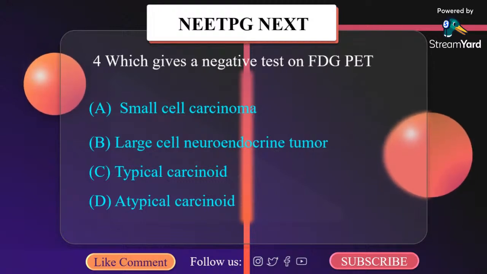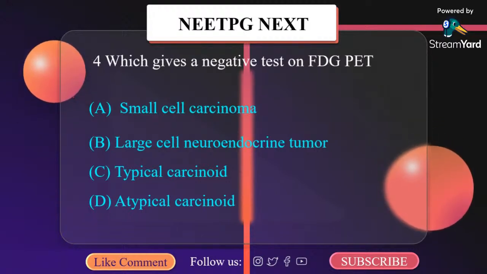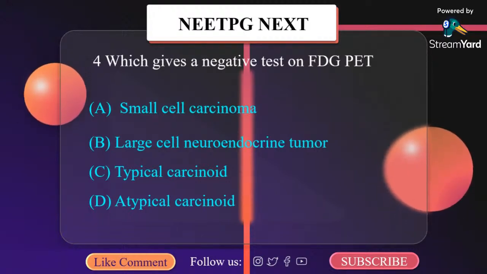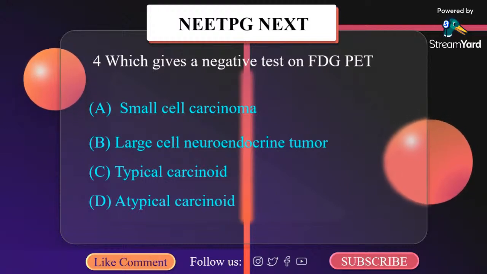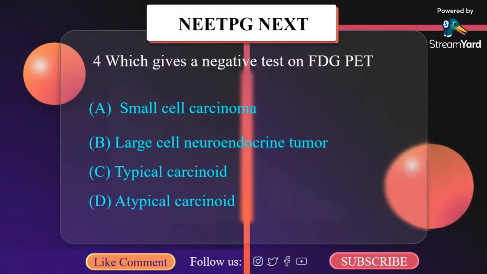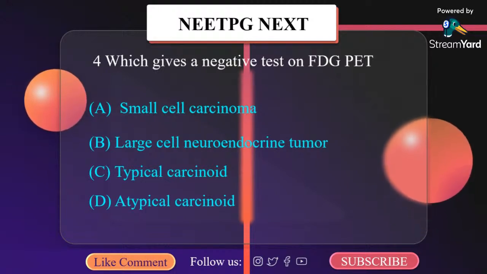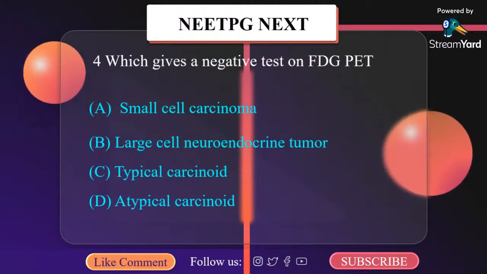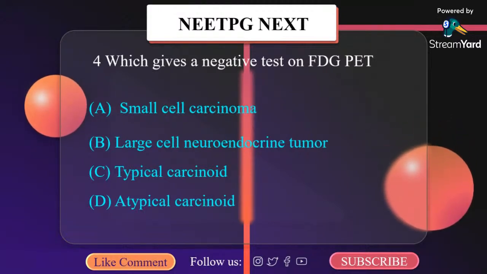Typical carcinoids, like well-differentiated neuroendocrine tumors elsewhere in the body, express surface receptors, allowing imaging with somatostatin receptor scintigraphy, typically with 111 indium-labeled octreotide scan and 68 gallium DOTA-labeled somatostatin analogs, called DOTA-NOC scan. So the correct answer here is typical carcinoid.